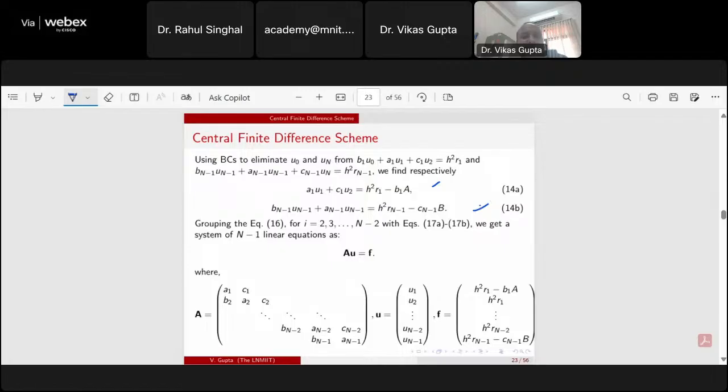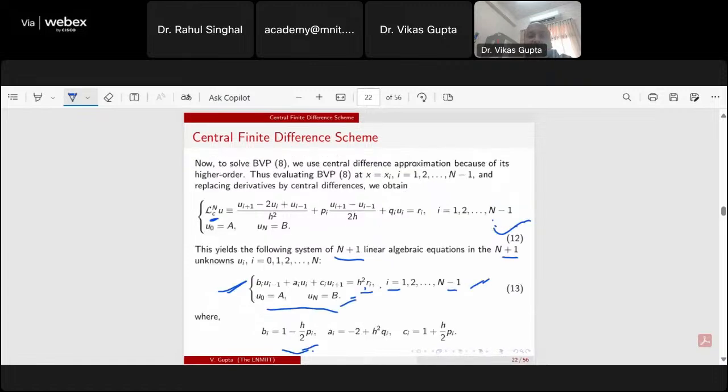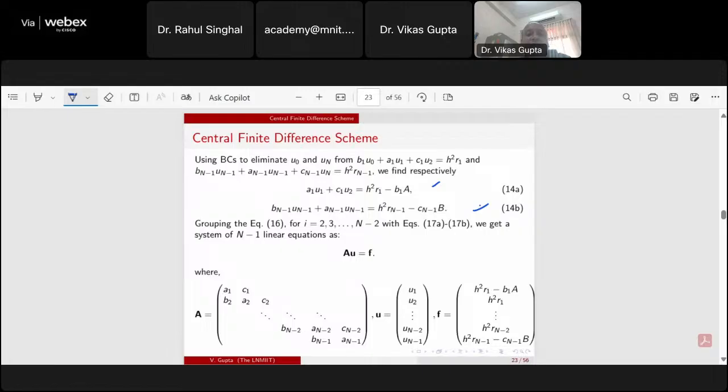All other equations corresponding to i equal to 2 to n minus 2 will remain the same as given in equation number 13. Just the equations corresponding to i equal to 1 and i equal to n minus 1 transform to other equations with the help of these boundary conditions. In this way, we get a system of n minus 1 linear equations with n minus 1 unknowns u1, u2, ..., un minus 1.